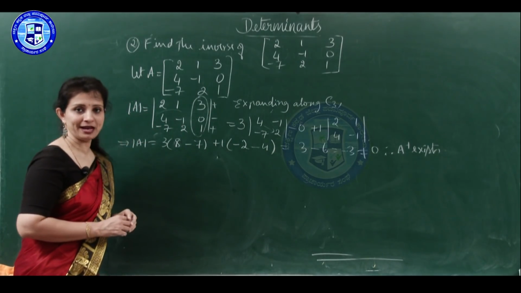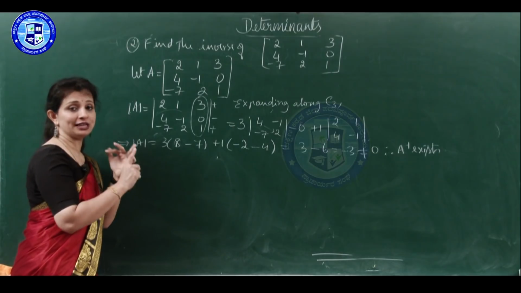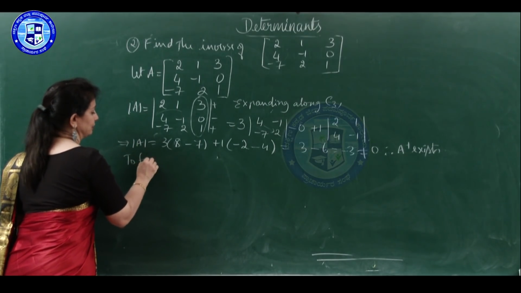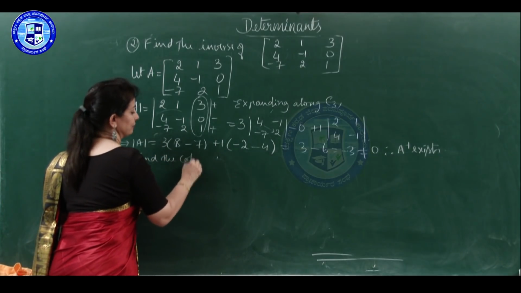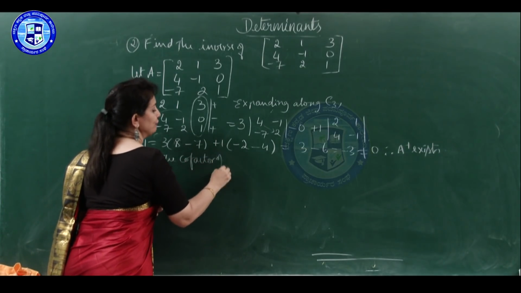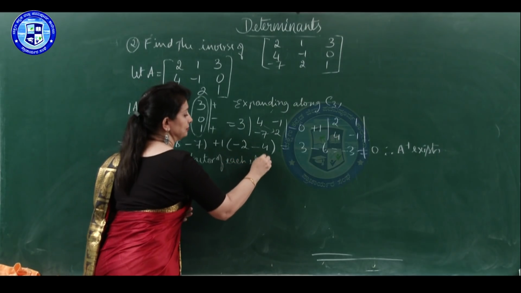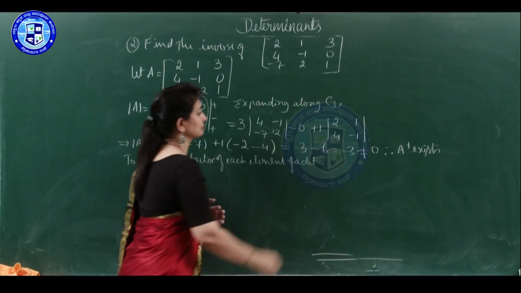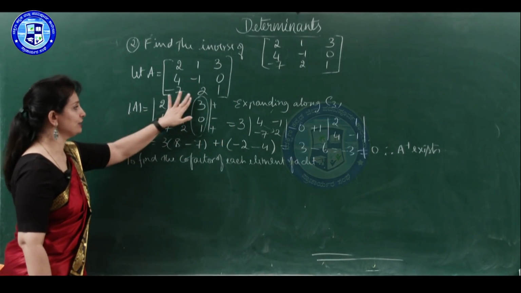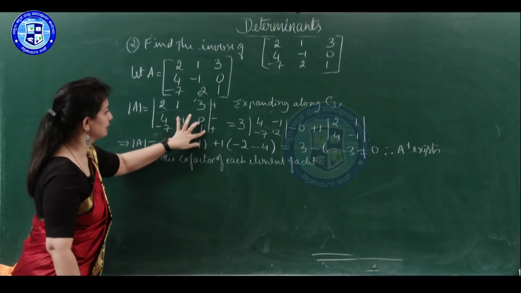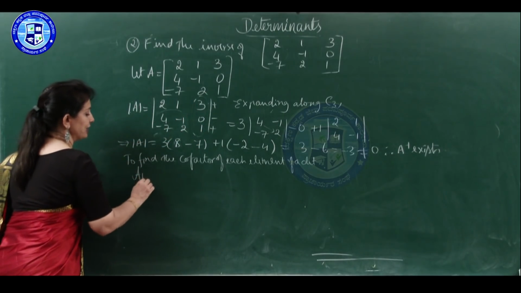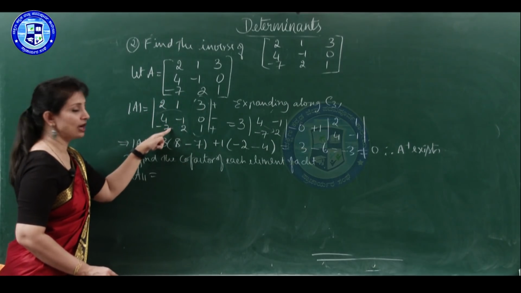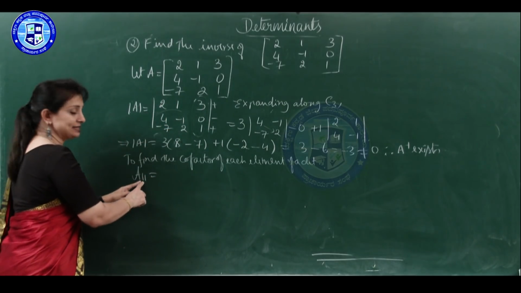To find the cofactor matrix, we need to find the cofactor of each element of a determinant. Look at this, here is the determinant, you have to find the cofactor of each element. So first element is A11. A11, first row: delete the first row and first column, get the determinant, and what is the sign of it?